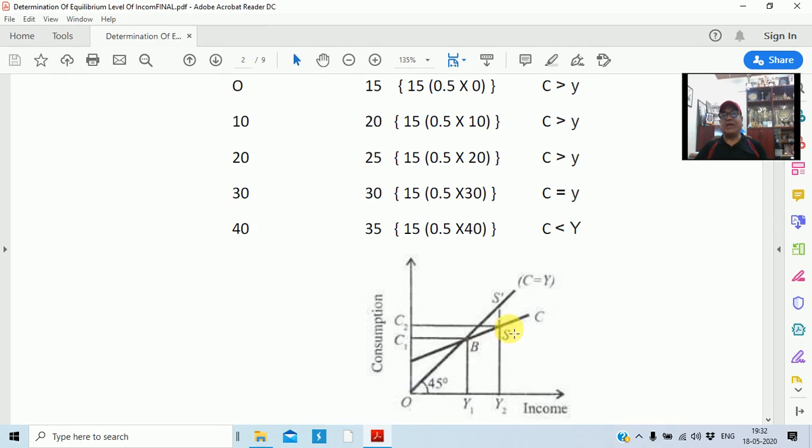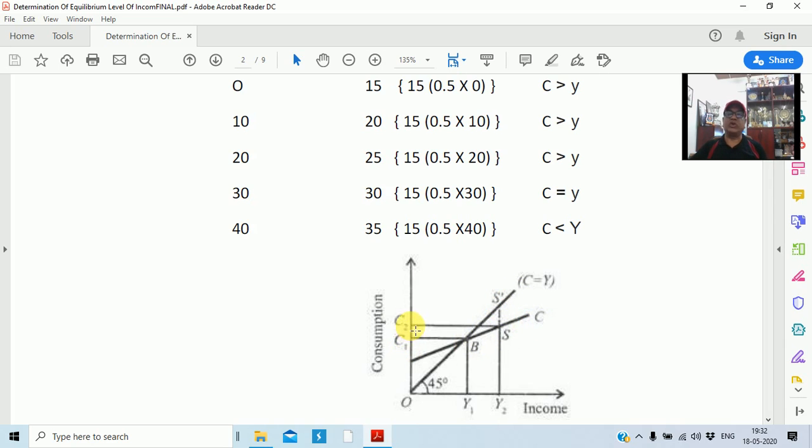As income increases, consumption also increases because of direct relation. Initially, consumption is more than income. At a point B, income is equal to consumption. Both curves intersect each other. That is called break-even point. After this point, income is more than consumption.